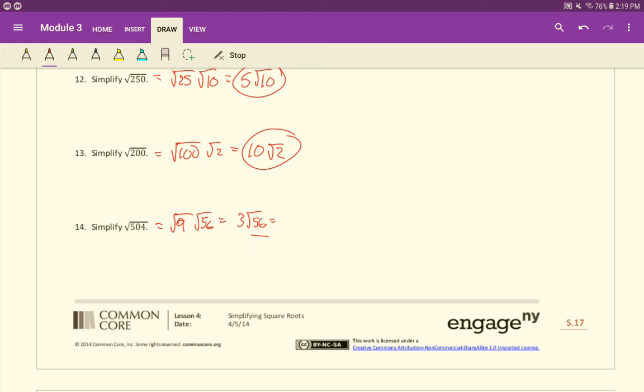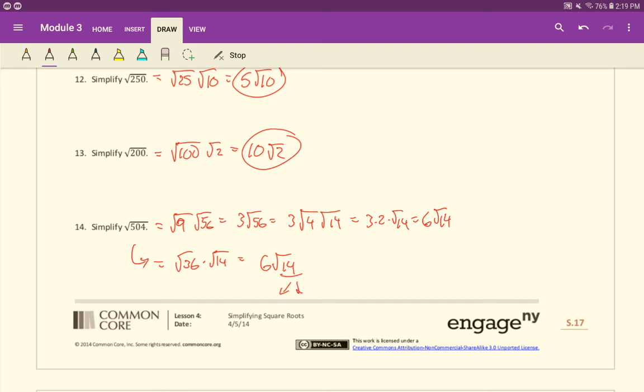But 56 I can divide into 4 and 14, which gives me 6. I'll go ahead and do the 6. So 3 times 2 times root 14, which is 6 square roots of 14, which again indicates that that root 504 we could have done as root 36 times root 14, which would give us the 6 root 14.